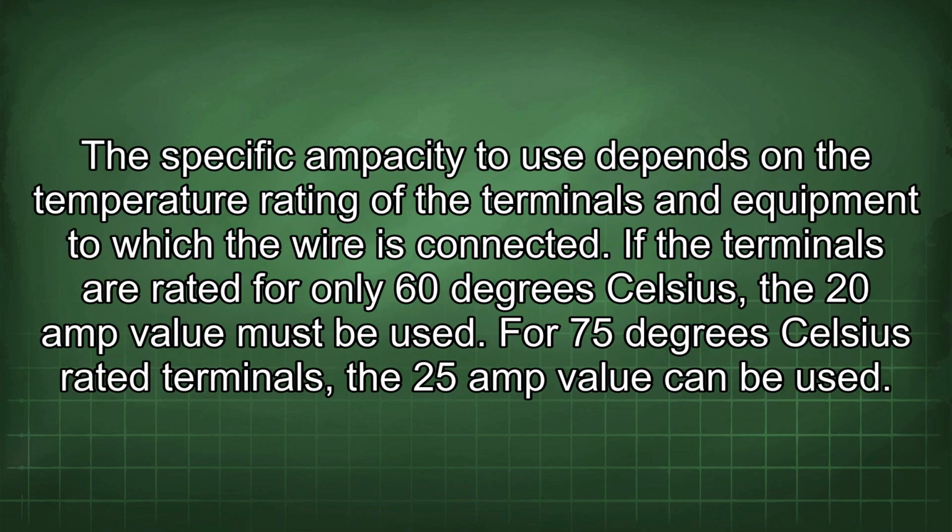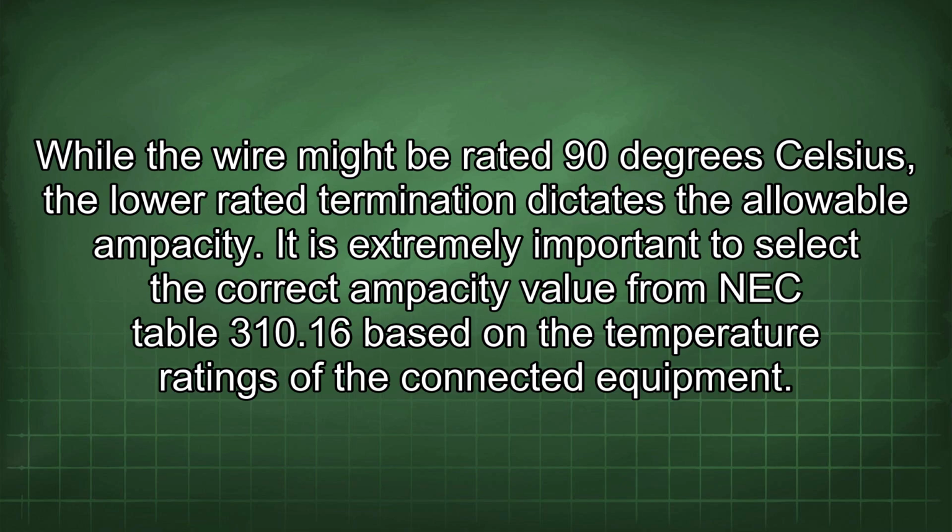The specific ampacity to use depends on the temperature rating of the terminals and equipment to which the wire is connected. If the terminals are rated for only 60 degrees Celsius, the 20 amp value must be used. For 75 degrees Celsius rated terminals, the 25 amp value can be used. While the wire might be rated 90 degrees Celsius, the lower rated termination dictates the allowable ampacity.